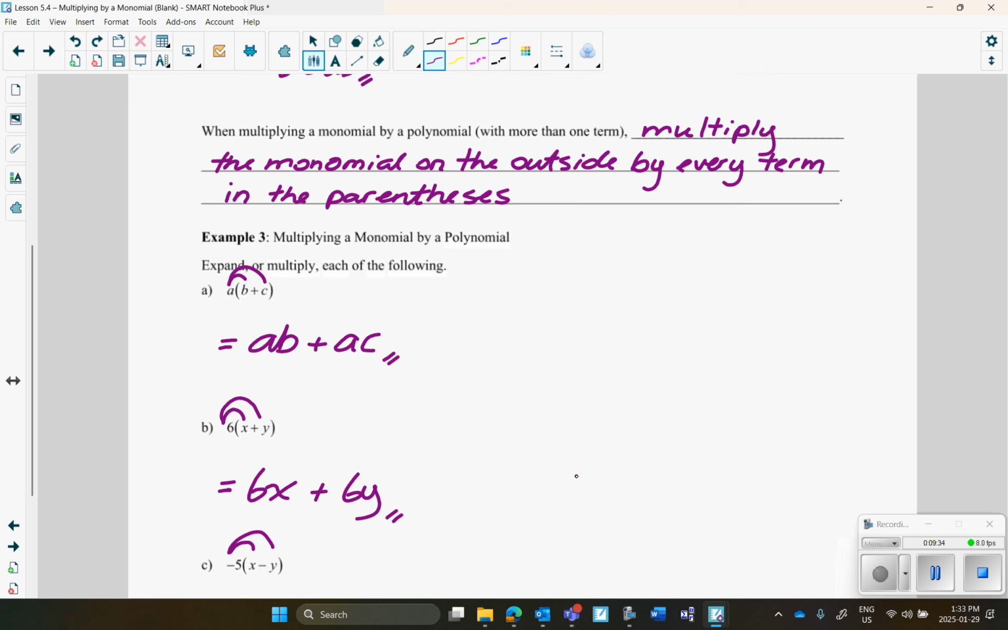Of course, you always want to see if you can collect like terms after, but with these types, usually you won't be able to, because each term will have different variables or different exponents.